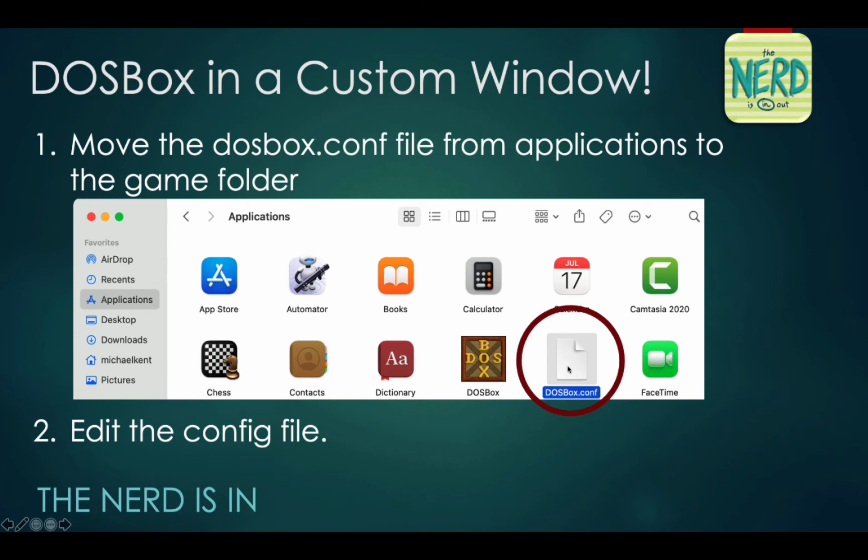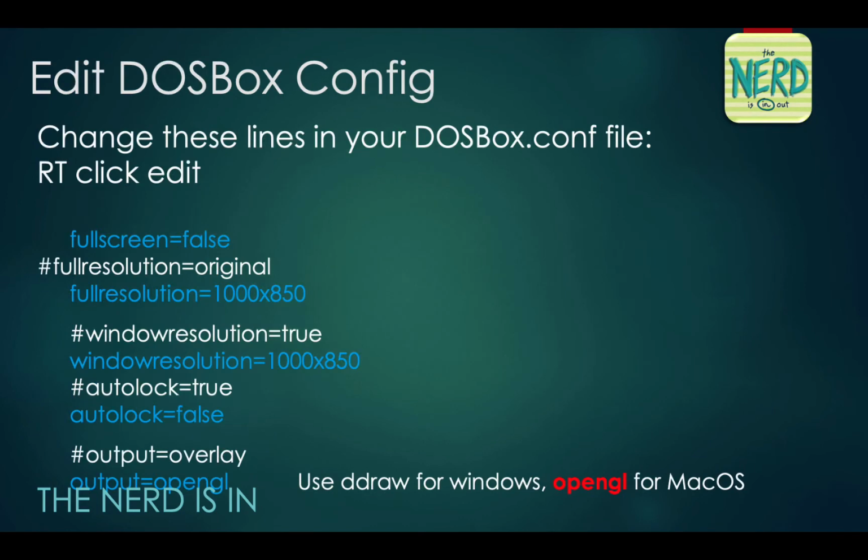So after you get that file, move it out of your application folder into the folder with your application. In my case, it was the game Master of Orion. Now, then you're going to edit that file, and let me show you the changes I made.